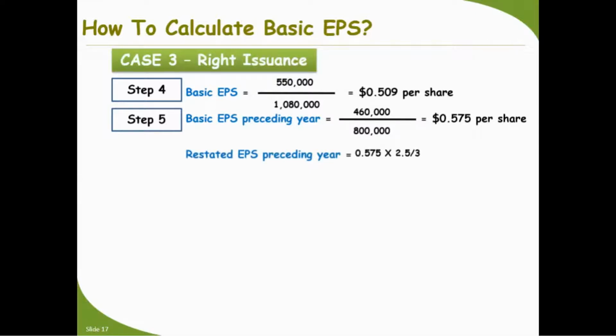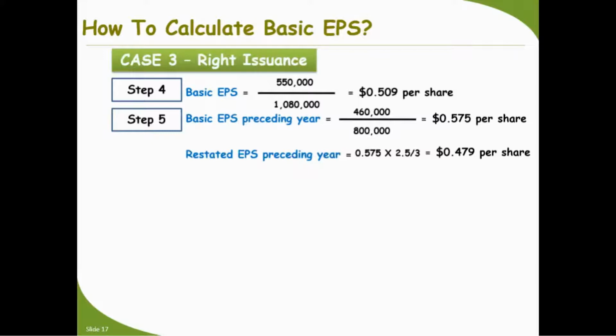0.575 times the inverse bonus fraction, which is opposite to that, divided by the rights price, which is 0.479 per share. Now, the rule of thumb is: in the bonus fraction the numerator is higher and the denominator is lower. In the inverse bonus fraction the numerator is lower and the denominator is higher, because when we are restating EPS of the preceding year, it would be lower than the actual EPS of that preceding time period.